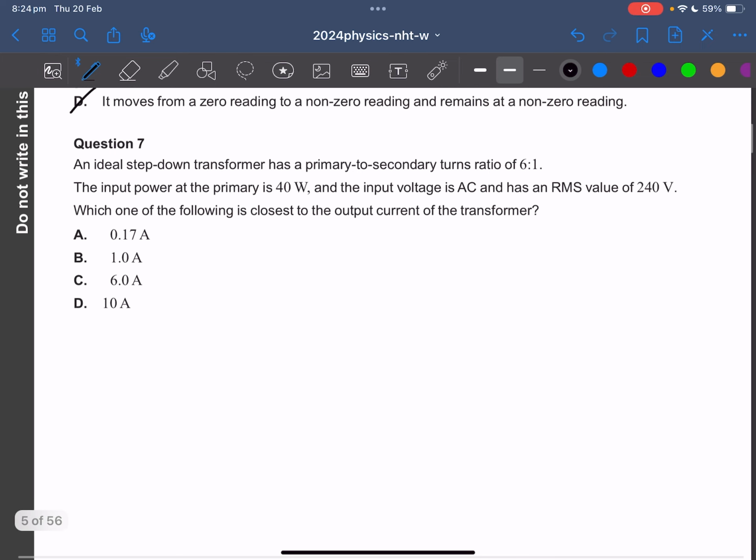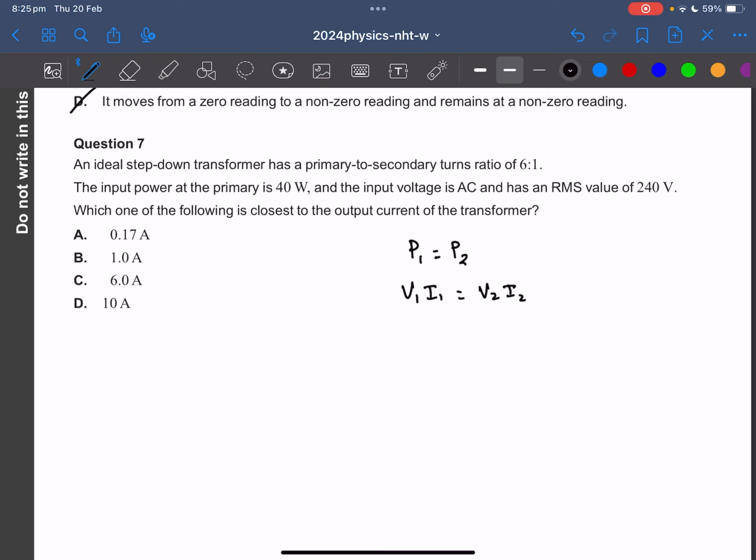Question 7. An ideal step-down transformer has a primary to secondary ratio of 6:1. The input power at the primary is 40 watts and the input voltage is AC and has an RMS value of 240 volts. Which one of the following is closest to the output current of the transformer? So, we do know that because it is an ideal transformer, input power equals output power. So that means V1 I1 equals V2 I2.